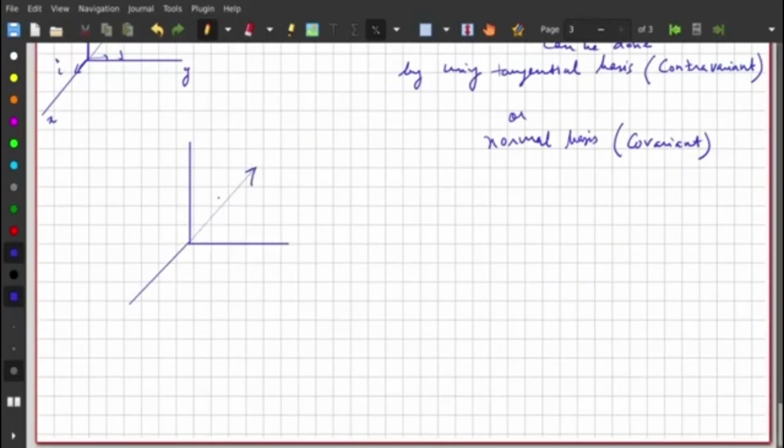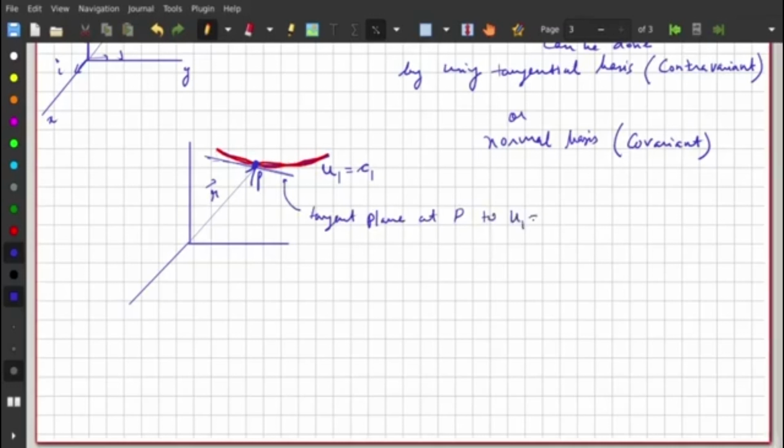So let's say we have a vector r at a point P, and at that point P, let's say we have some isosurface. This is point P, and this is the isosurface, let's say given by u1 equals c1. Okay, so you see at point P we can define a tangent plane basically. This is the tangent plane at P to u1 equals c1.